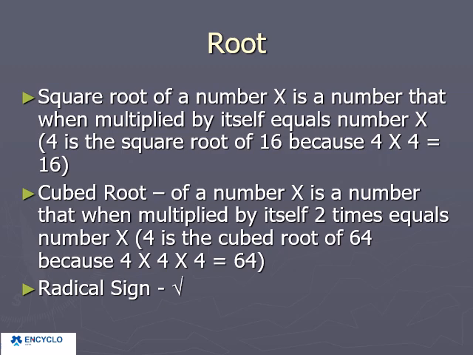A square root is a number which, when multiplied by itself, returns the original value. For example, the square root of 16 is 4. A cube root refers to a number multiplied by itself twice more. For example, the cube root of 64 is 4. These are represented using the radical sign.